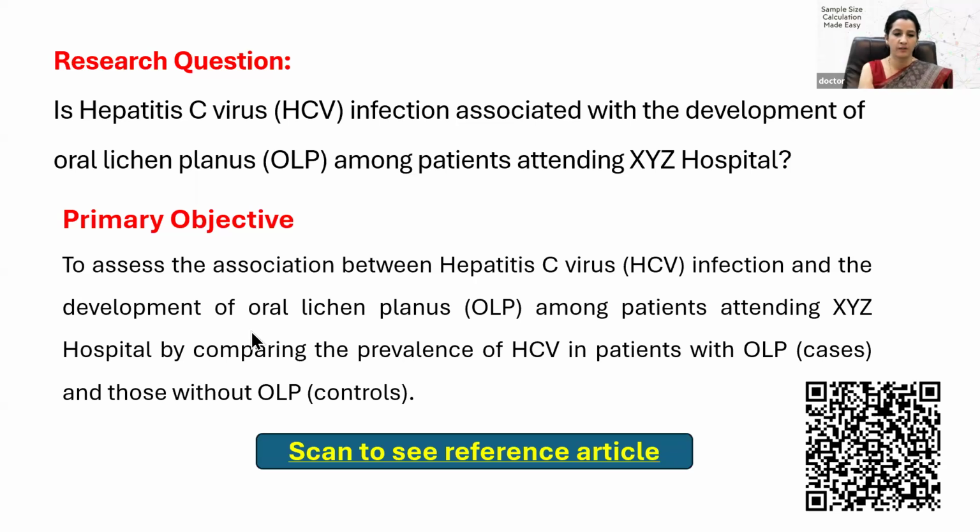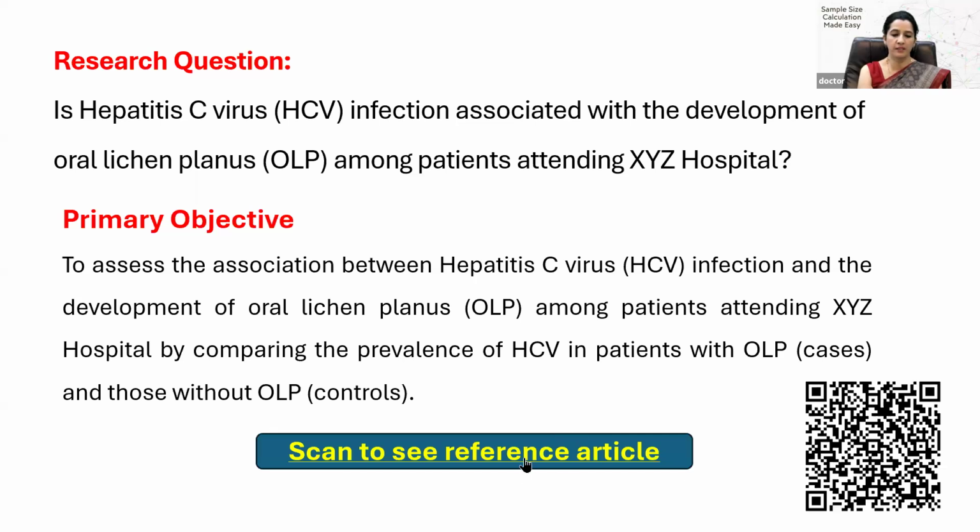Okay. So now coming to this research: is hepatitis C virus infection associated with the development of oral lichen planus among patients attending this hospital? So my primary objective is to assess the association between HCV infection and the development of oral lichen planus among patients attending the hospital by comparing the prevalence of HCV in patients with oral lichen planus, which are the cases, and without oral lichen planus, which will be the controls. So this is the QR code. You can scan this and you can see the article.